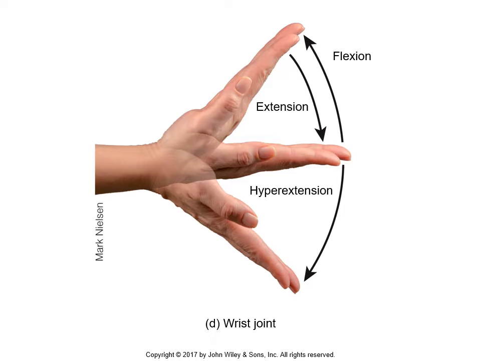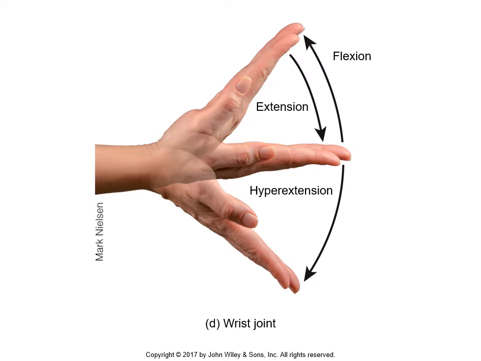And same thing with the wrist and the hand. Let's say we just talked about the digits, or your fingers, for a second. If you made a fist, that direction that the fingers are moving, that's flexion.